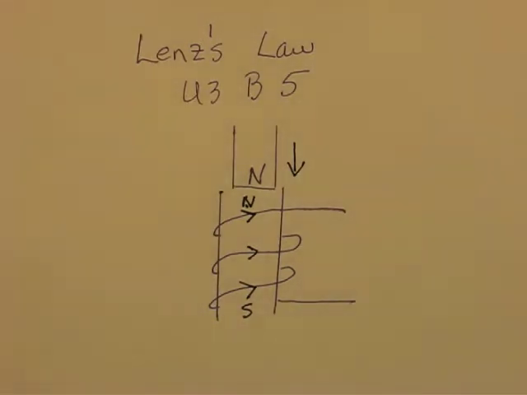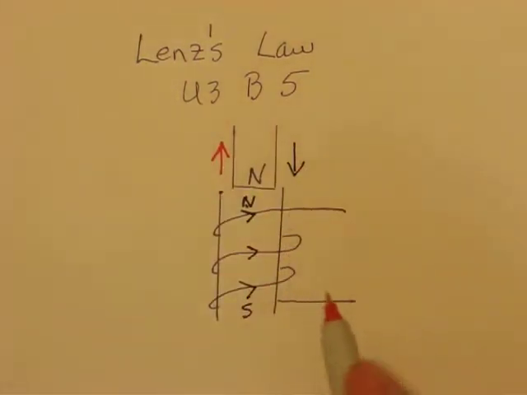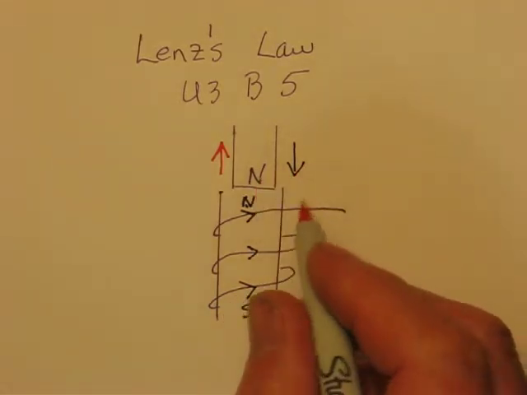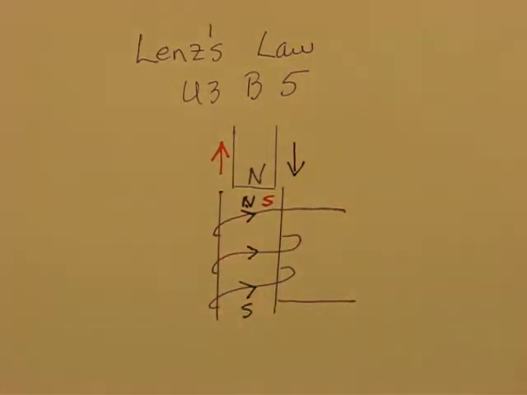On the other hand, if the bar magnet is removed from the coil, as shown here, the North Pole here is being removed, so the coil will produce a South Pole so as to try to attract or make it more difficult to pull out the North Pole. That makes this end north.